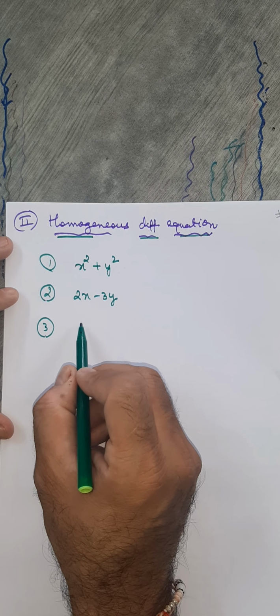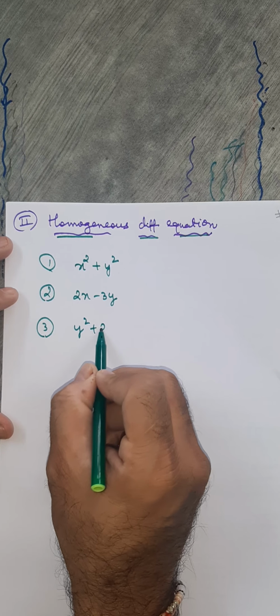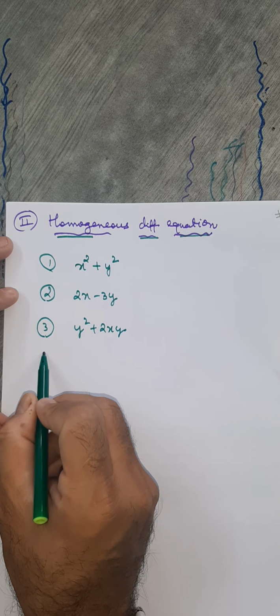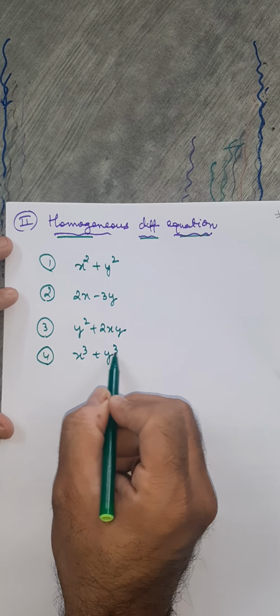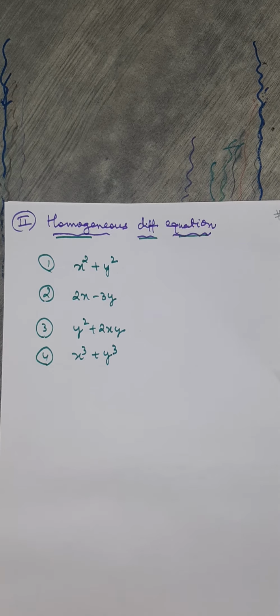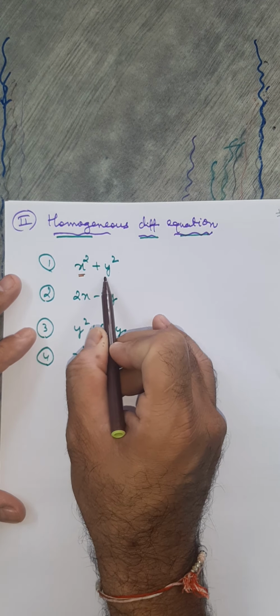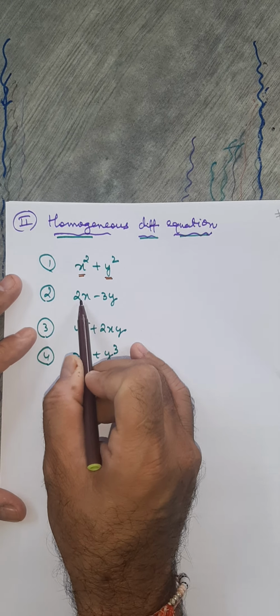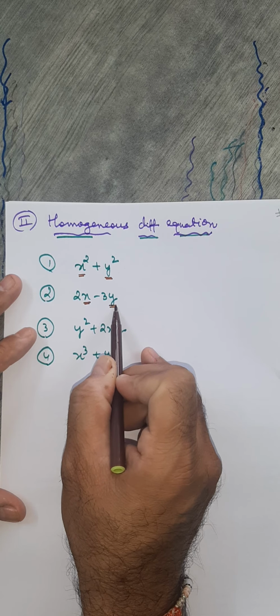Then look at here, for example, one more. I'll write y square plus 2xy. Fourth one, let me write x cube plus y cube. Now if you observe these four functions here, in each term power is same. You see here, what's the power of this term? 2. Power of this term 2. Constant has power 0. Power of this term 1. Power of this term 1.